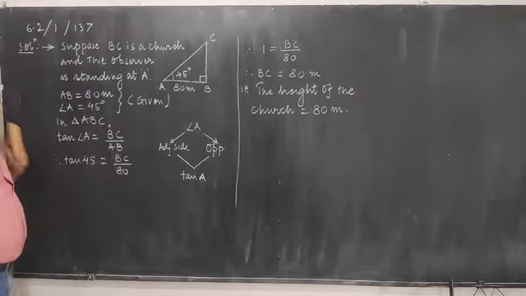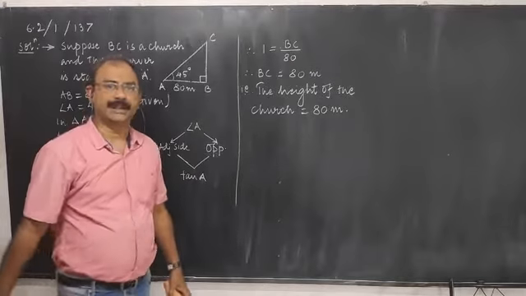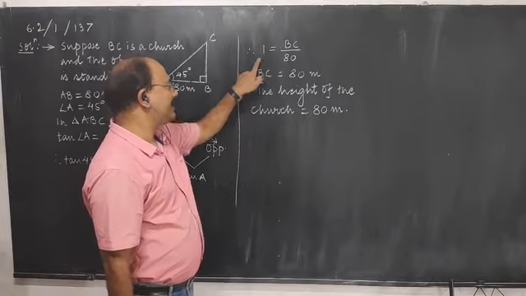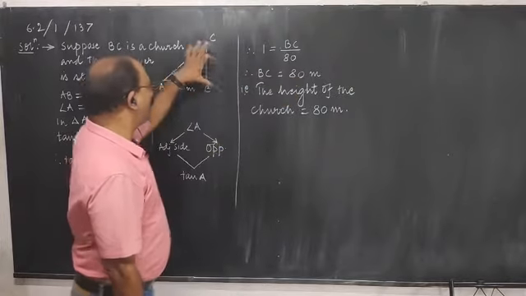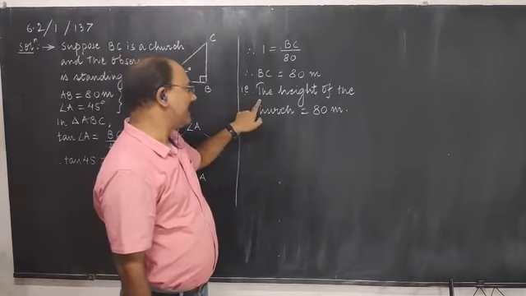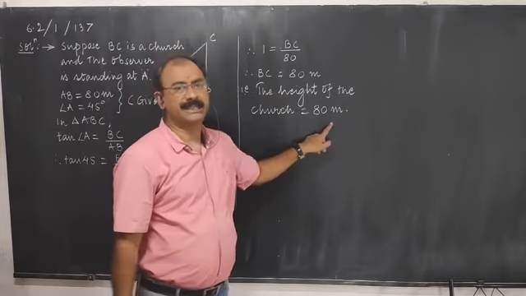We know that the value of tan 45 is 1 from the standard trigonometric table. So, I wrote 1 here. Then cross multiply. You get BC is equal to 80 meters. What is BC? It is the height of the church. So, we know that the height of the church is 80 meters.